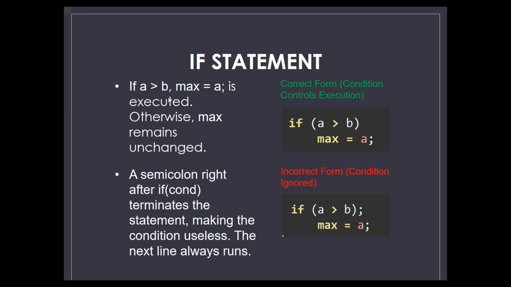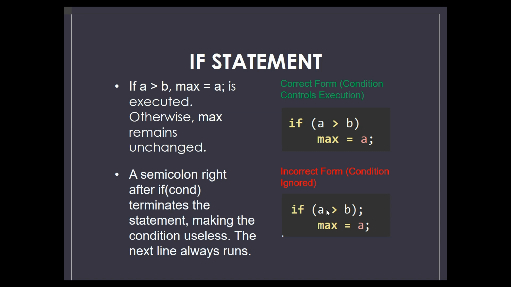Here I want to write a condition that whenever A is greater than B, then the variable max should be set equal to variable A. Otherwise, max should remain unchanged. So for that, I should write like this: if A greater than B, then max should be equal to A. And here I put a semicolon. The semicolon is used to indicate that a statement has been completed, to terminate a statement.